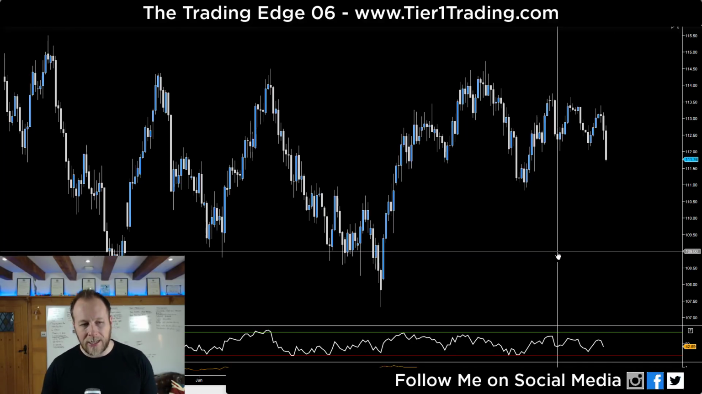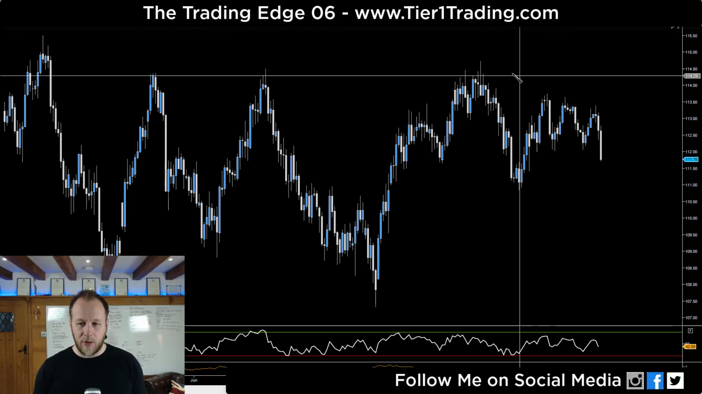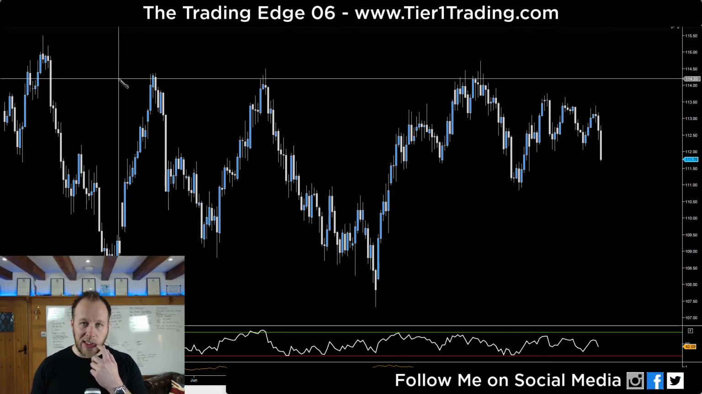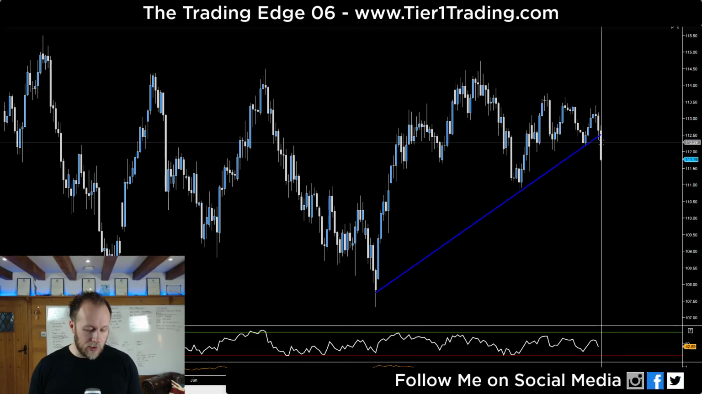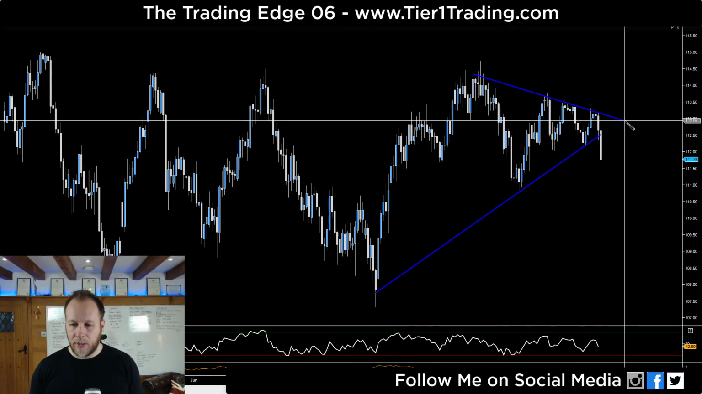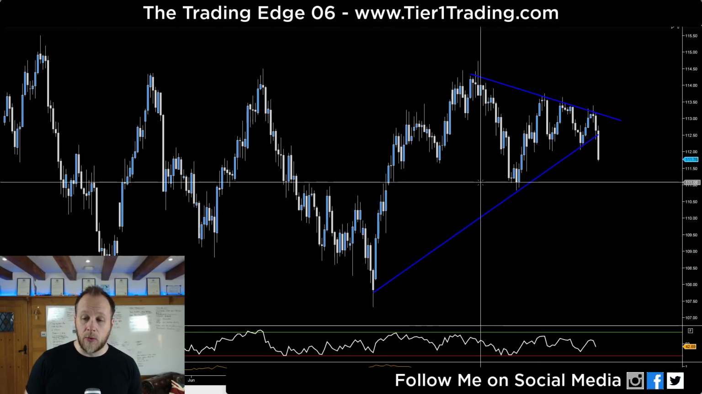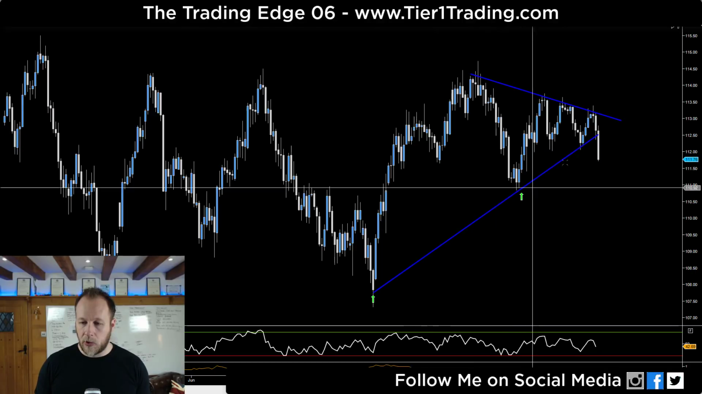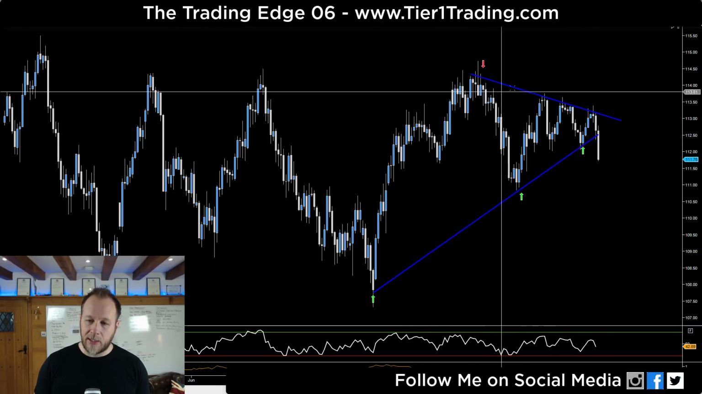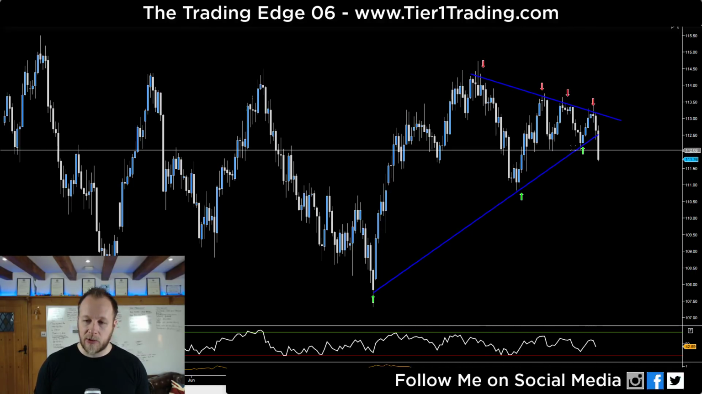So we're looking at the dollar yen, and this pair's been consolidating for quite some time, but you can see recently we have been respecting this channel right here. We're respecting these support levels, and we've been respecting these resistance levels as well.